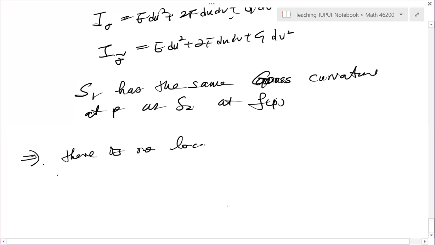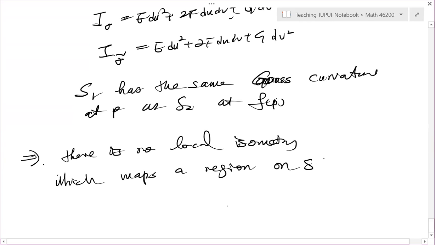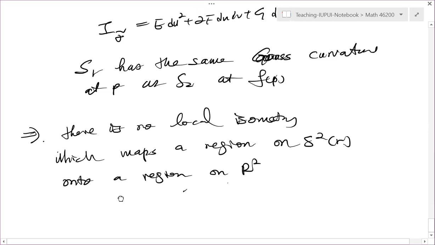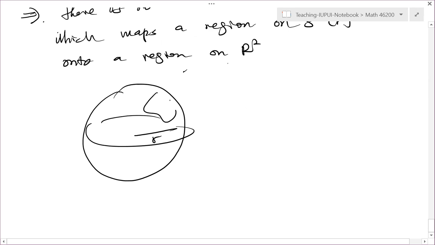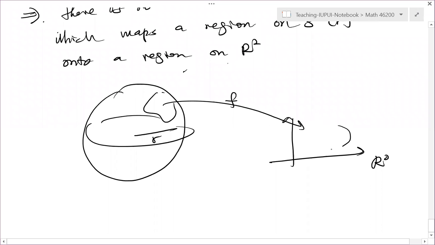The conclusion is there's no local isometry which maps a region S on the sphere with radius r onto a region in R2. The reason is the curvature of R2 is 0, the curvature of S2 is 1 over R squared. So this is a sphere, and here we have a region, and here's R2. So you cannot find an isometry. Isometry means it preserves the length of the curves on the sphere, and you cannot find it.